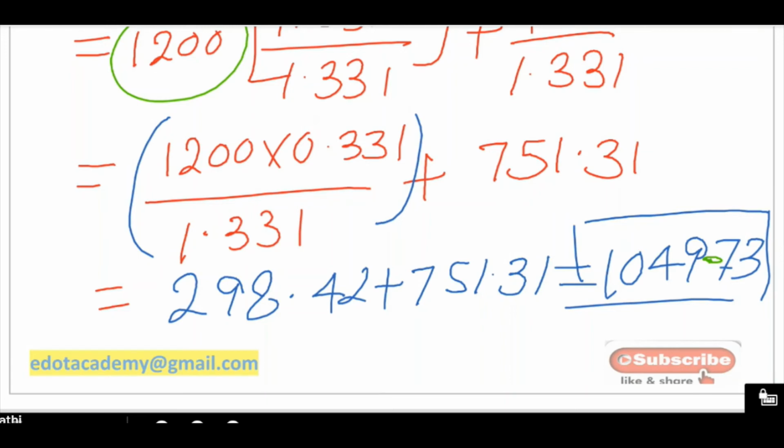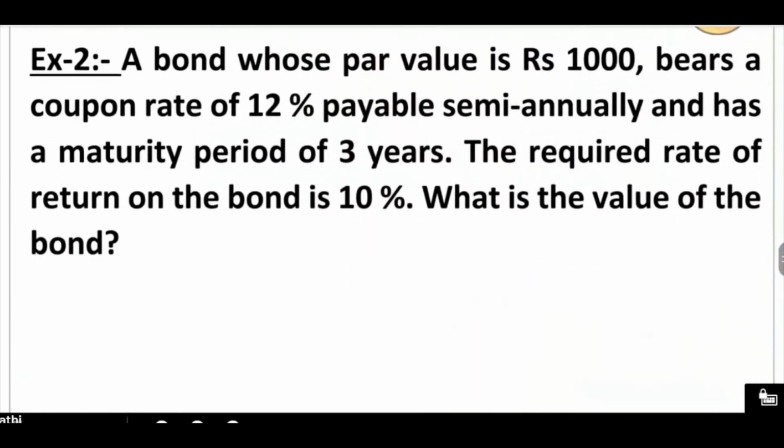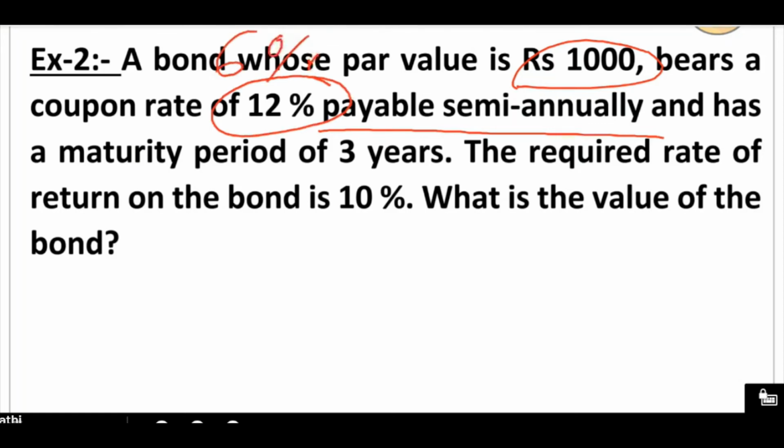But suppose the rate of interest is not given yearly, so we'll see the next question here. A bond whose par value is 1000 rupees bears a coupon rate, same as given, but payable semi-annually. That means every half year the company is paying the interest. The company is paying 12%, so half yearly means the company will be paying only 6%, because the rate of interest is 12%. It has a maturity period of 3 years. So how many six-monthly payments will they be making? They will be paying semi-annually, six-monthly.